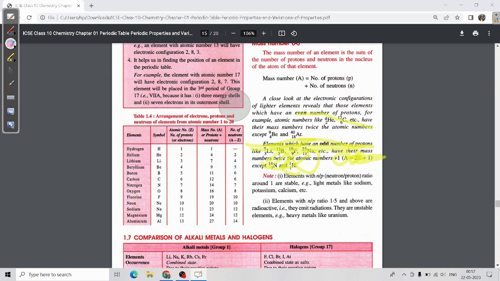So double. And the exceptions here, for even numbers of protons, are Be and Ar. Be means beryllium, Ar means argon. These are the exceptions here. I hope you are able to understand this topic. If you are not able to understand, you can watch this video again, because this is a very important topic.